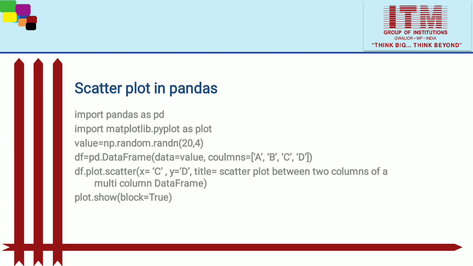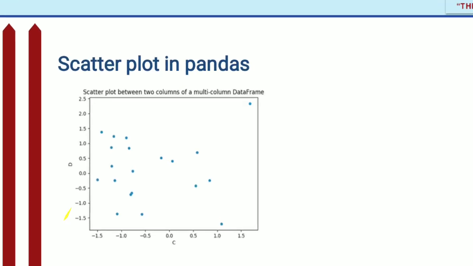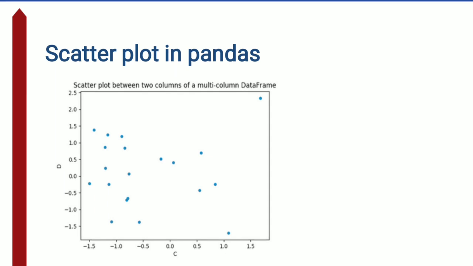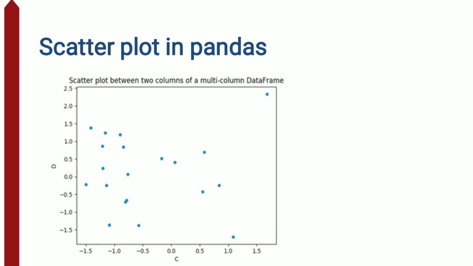Okay, so after this I need to write another line, that is plt dot show. When I write this, then only I will get the diagram. Now when I see the diagram, from this visualization part, as you can see here, you can get the different dot values. So in the x-axis we have c, and in the y-axis we have d.